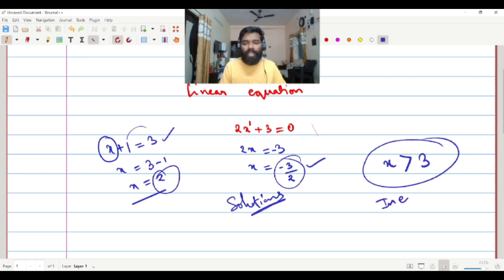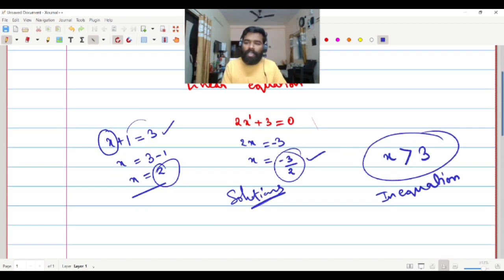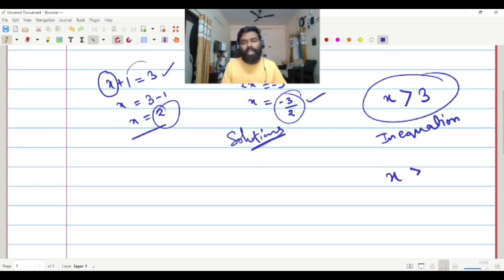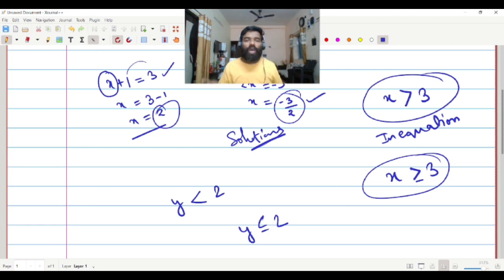An inequation can also contain equal to. Like if I say x is greater than or equal to 3, this is again an inequation. Similarly, we can say y is less than 2, or y is less than or equal to 2. So either greater than or less than. It is a comparison between two quantities where we can find out which number is greater than the other. So this is what an inequation is.